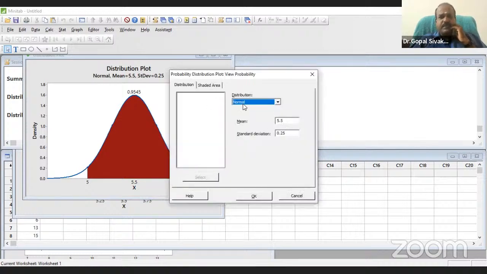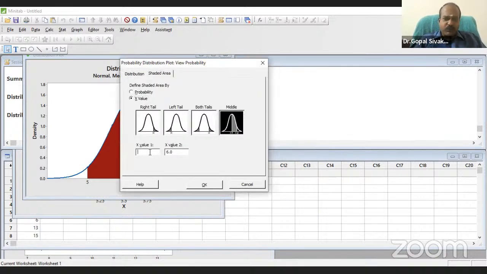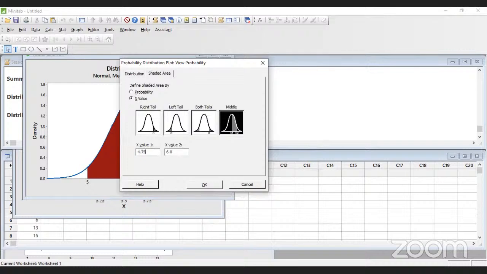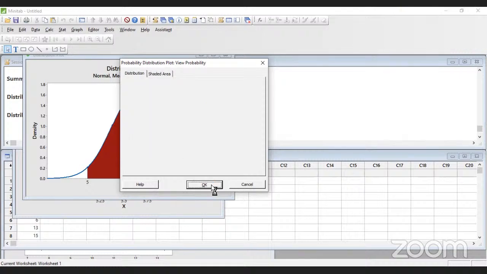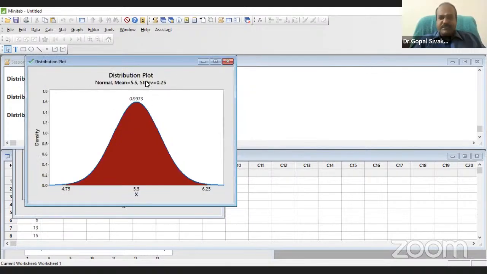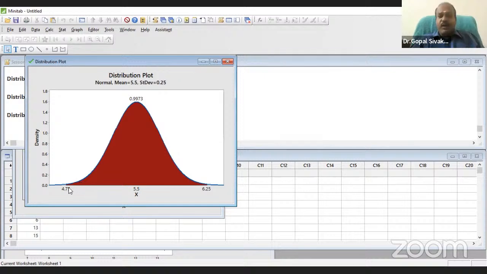You should know the mean and standard deviation in order to find the probability. Now come to the shaded area, X value, and now what should I put here? 4.75. Very good. So here I will put 6.25. What do you think the probability will be? 3 sigma. So look at the value, how much is it? 99.73. If you randomly select 100 people in the age group of 25 to 45, the theorem is saying all of them will definitely have the height between 4.75 feet and 6.25 feet.